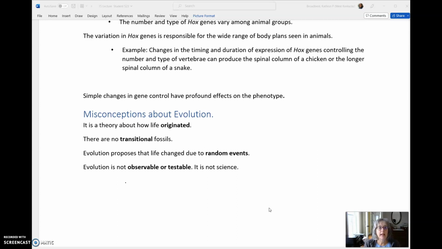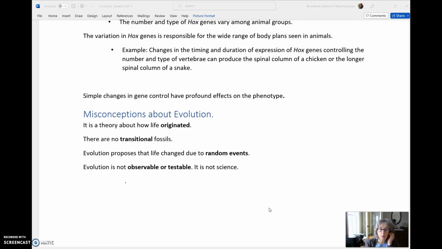Some say evolution proposes that life changes due to random events. This is not true, because the theory says there are environmental pressures. Mutations may occur randomly to create the variation, but that variation then is acted on by natural selection, and natural selection is not random. It depends on your environment.